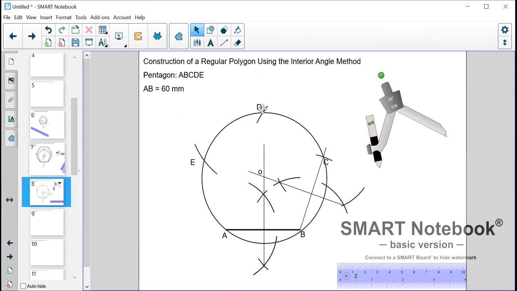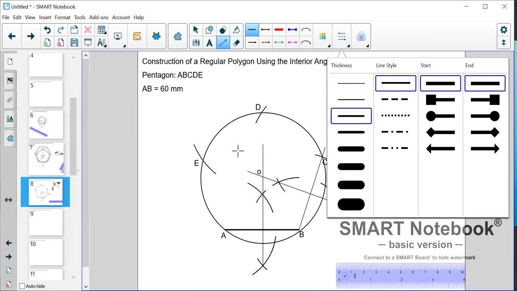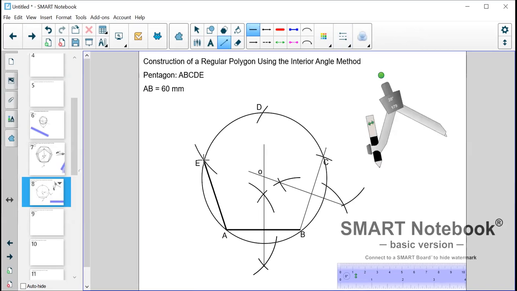All we need to do now is draw in the sides. We draw in the sides A to E, E to D, D to C, and then we simply join C to B. And that is the pentagon that we are looking for. That is our pentagon constructed using the interior angle method.